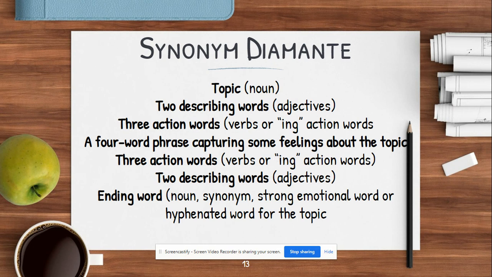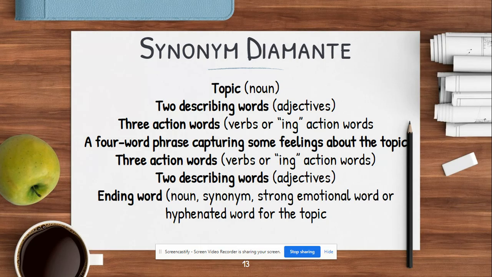So a synonym diamante. Remember that synonyms mean the same. The first line is a noun, and that's going to be your topic. Then you're going to have 2 describing words, so 2 adjectives. Then you need to have 3 action words, which are verbs, and it's a little easier if they end in -ing. Then you have a 4-word phrase capturing some feelings about the topic. So nothing too hard there.